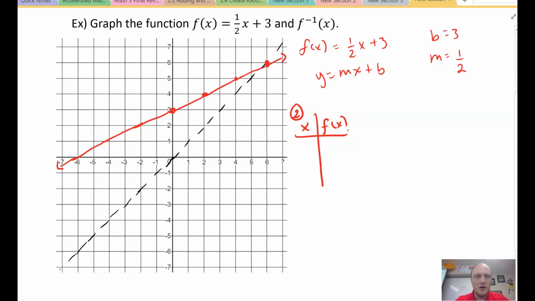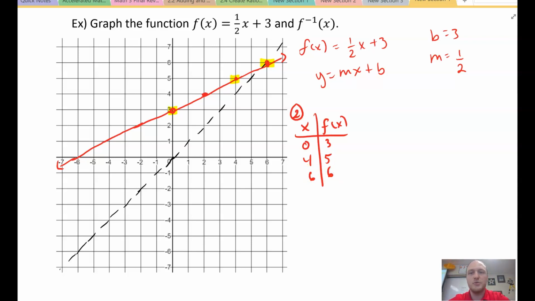I'm going to choose an intercept, which is always a good point to choose. I'll choose this point close to it, and then the point on the line y equals x. So these points are (0, 3), (4, 5), and (6, 6).